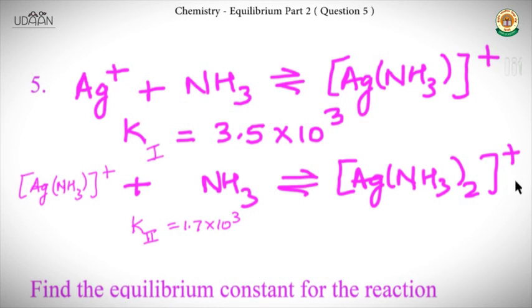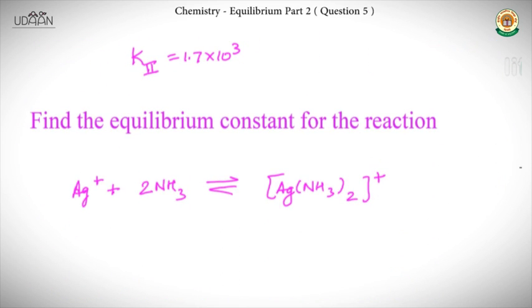So here comes question number 5, that goes something like this. Ag+ plus NH3 is in equilibrium with AgNH3+, and the K1 for this reaction is given to be 3.5 into 10 to the power 3. And we are also given another reaction that says AgNH3+ plus NH3 in equilibrium with Ag(NH3)2+, and K2 for this reaction is given to be 1.7 into 10 to the power 3. Now we are supposed to find the equilibrium constant for the reaction Ag+ plus 2NH3 giving Ag(NH3)2+.